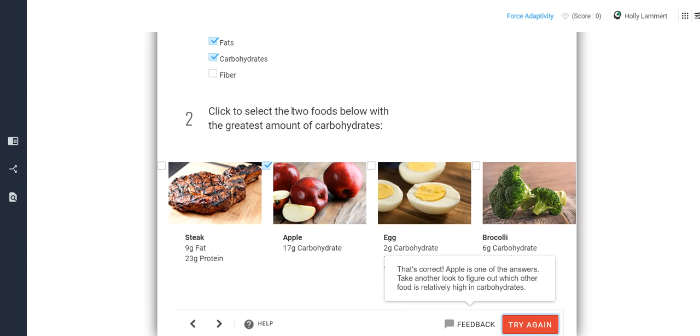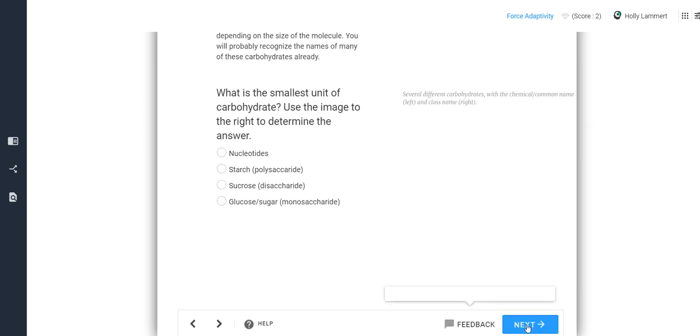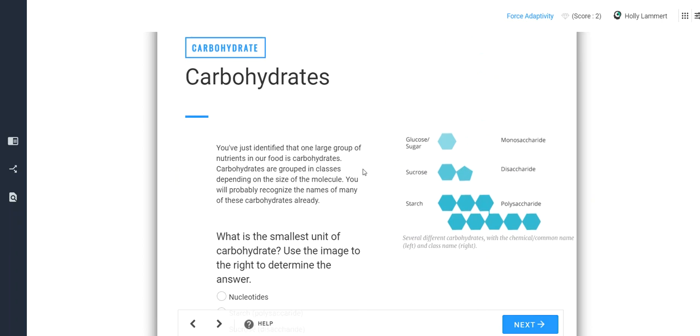I'm demonstrating how important it is to read through this lesson. Here it says select two foods. So we were not wrong in selecting the broccoli, but we also needed to select the apple. There we go. All right, here we go. Now we're on a roll.